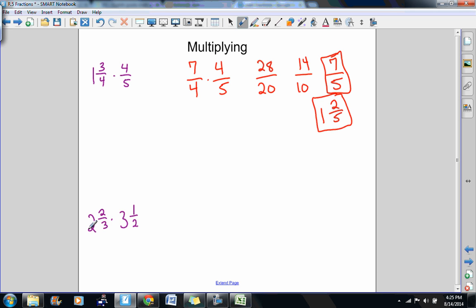Down here on the bottom, I go 2 times 3 is 6. Plus 2 is 8/3. And then here I get 7/2. I can multiply across the top, across the bottom, and get 56/6. That can simplify into 28/3, or 9 1/3.